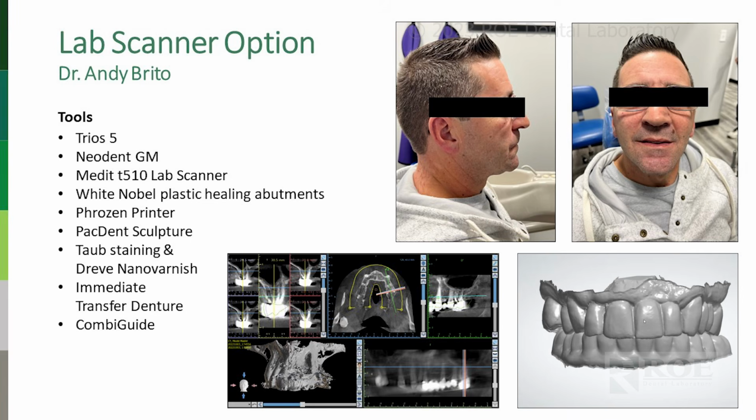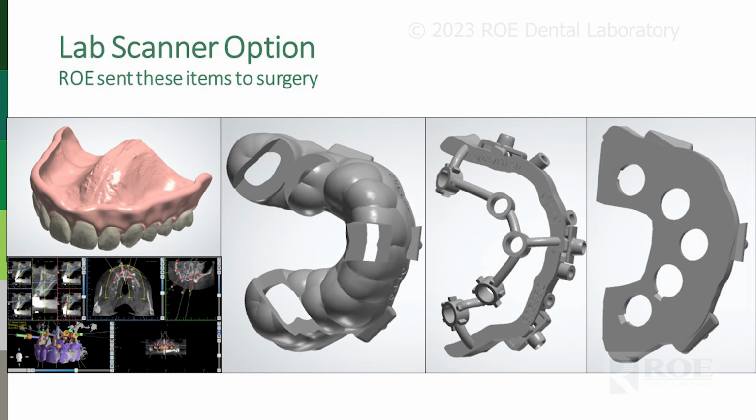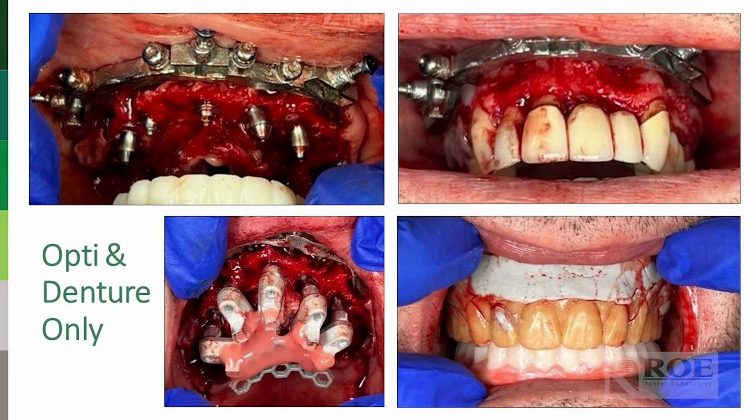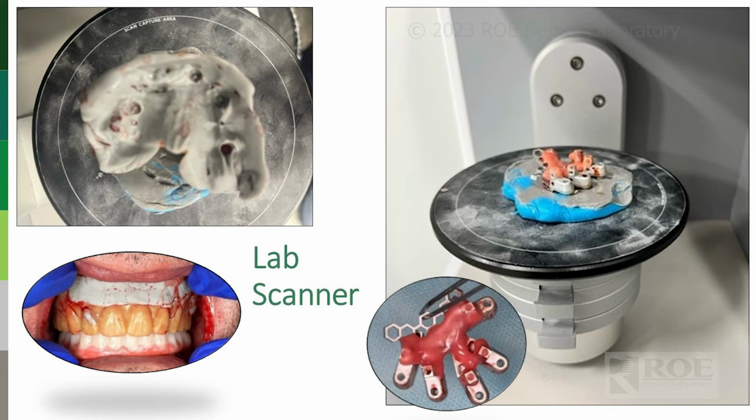So he sent us the records, the upper, lower, and the bite, and we met him online and completed the online meeting. We sent him the combi guide with a denture, right? So he can do a denture wash. He went through his surgery, right? Just what we talked about before, the whole process. And he used the denture to send the records, right? A wash impression inside the denture.